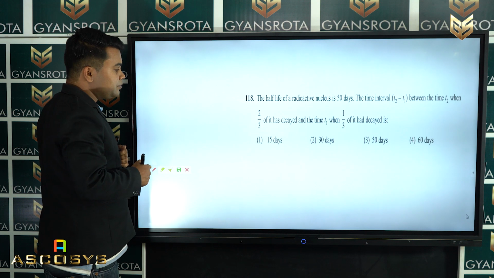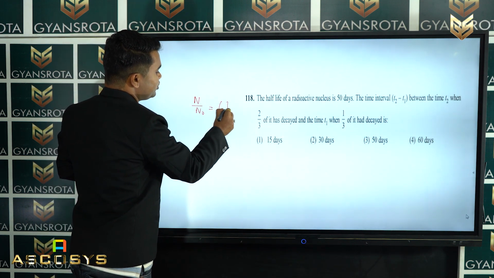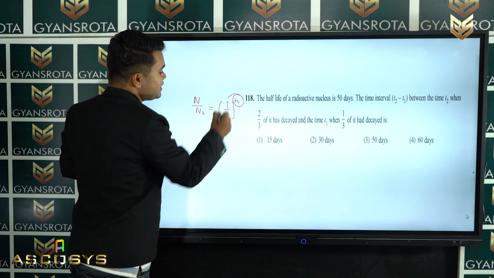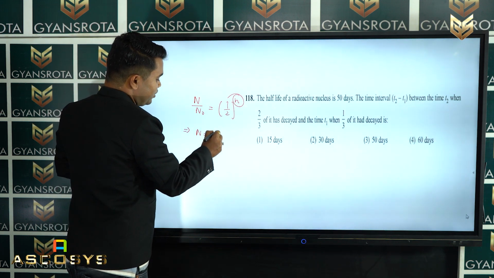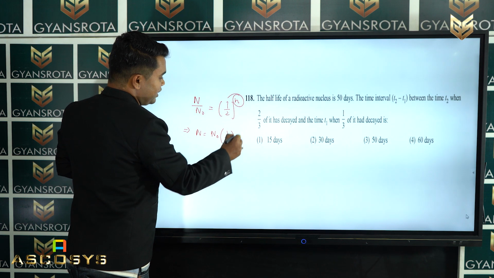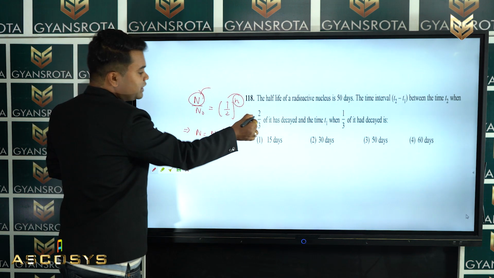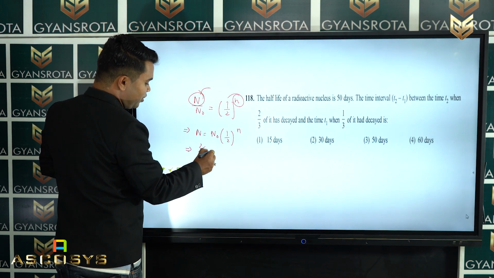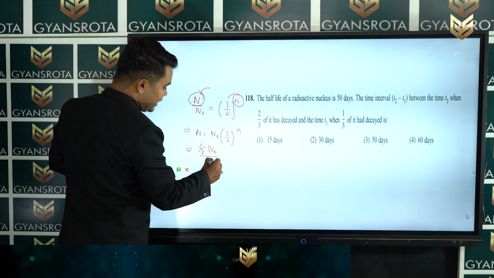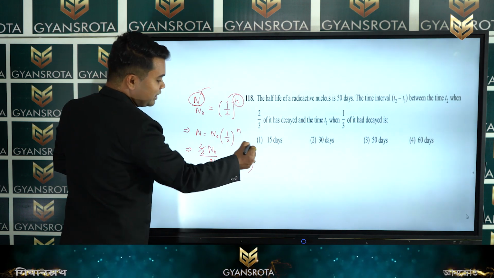It says that n by n naught is equal to half to the power n, where n is the number of half-lives. So n will be equal to n naught half to the power n. You can keep it in this way only. For the first case it will be 2 by 3 of n naught. So if I put the first case, 2 by 3 of n naught divided by n will be equal to n naught half to the power n.